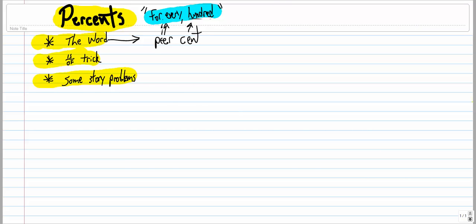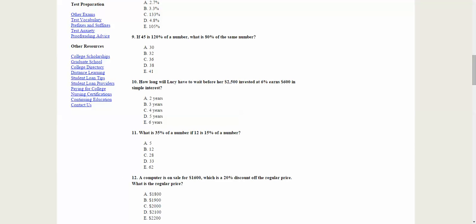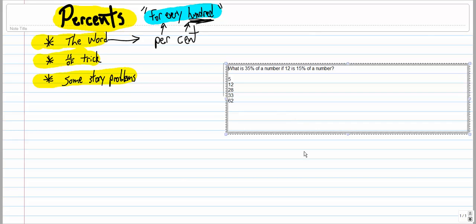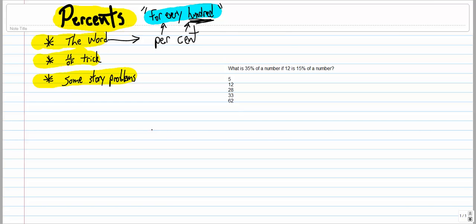Okay, since I'm under 10 minutes and I have a bunch more problems I can pick, I'm going to do one more, and I'm going to do number 11 on your sheets. Yeah, I think it's number 11. And we'll see how this one is, if it's easy or hard. Okay, so what is 35% of a number if 12 is 15% of a number? So this part is what we really want, but to do that part, we have to do something with this part first. So we're going to start with this.